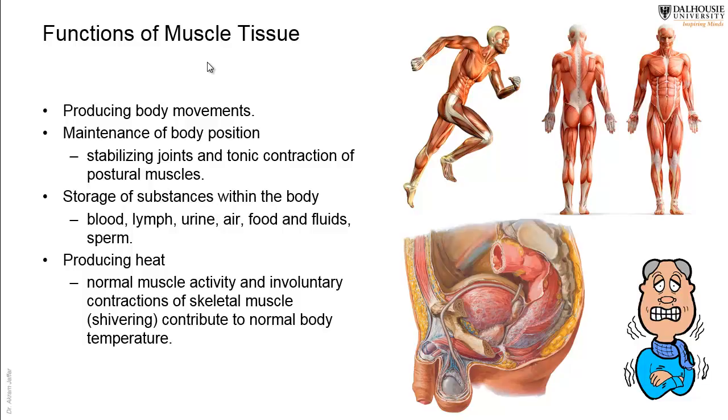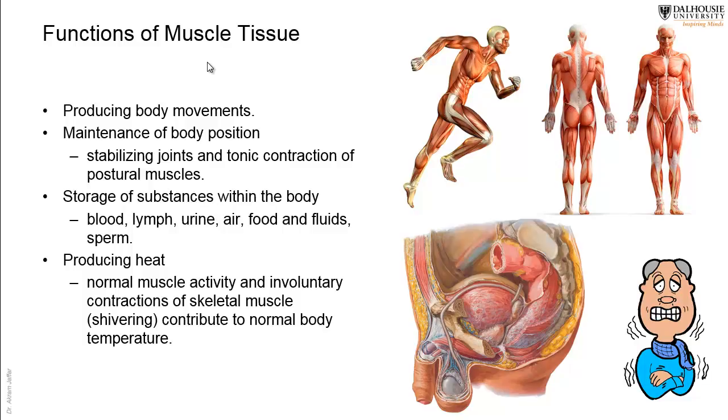Also, muscles like smooth muscle fibers or cardiac muscle fibers are used for storage of substances within the body. Not only storage, but they propel substances. Like, for example, blood, which is present in the blood vessels. There are smooth muscle fibers in the wall of blood vessels. Lymph, urine in the urinary bladder, where there are smooth muscle fibers in the wall. Air in the respiratory passages. Food and fluids in the GI tract.